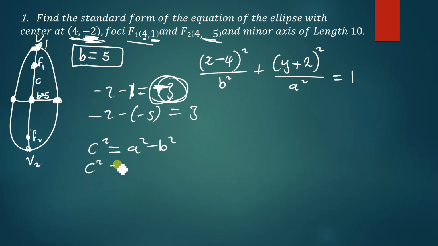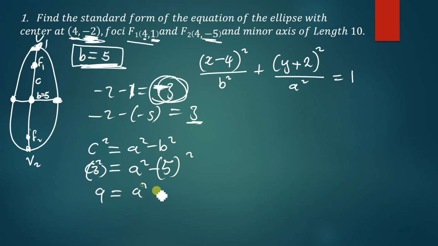So c squared is equal to a squared minus b squared, and we don't have the value of a, which is what we are trying to find right now, so I'm going to leave it as a squared. Then minus b squared, which has been given: we found it to be 5, so 5 squared. Even c, we managed to find: c is 3, so we put 3 there. So 3 squared gives us 9, so this is equal to a squared minus 5 squared, and this will give us 25.